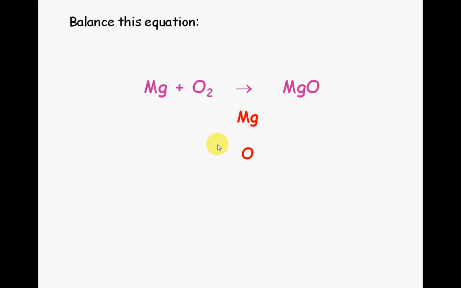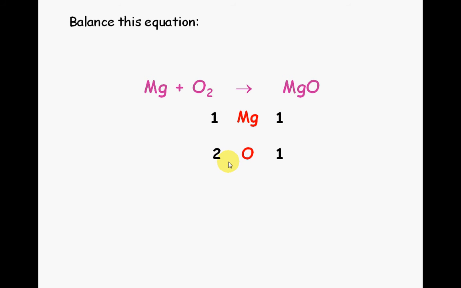Okay, so I'm going to write them down underneath my arrow like this, and the next step is to identify how many of each element you've got on either side of the arrow. So on this side of the arrow I've got 1 magnesium, I've got 1 magnesium on this side of the arrow. Okay, on the left I've got 2 oxygens and I've got only 1 oxygen on this side. Okay, so my magnesiums are actually balanced, but my oxygens are not. Okay, so that's what I've got to look at.